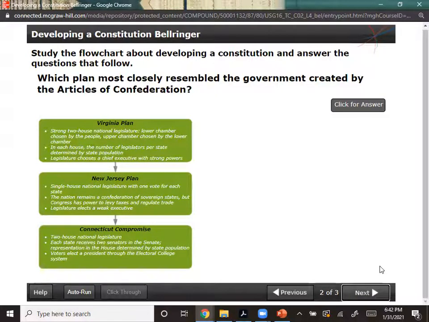So which plan most closely resembled the government created by the Articles of Confederation? So which one had the weak central government? That's going to be the New Jersey Plan, because it says it remains a confederation of sovereign states and they have a weak executive, a weak central government.